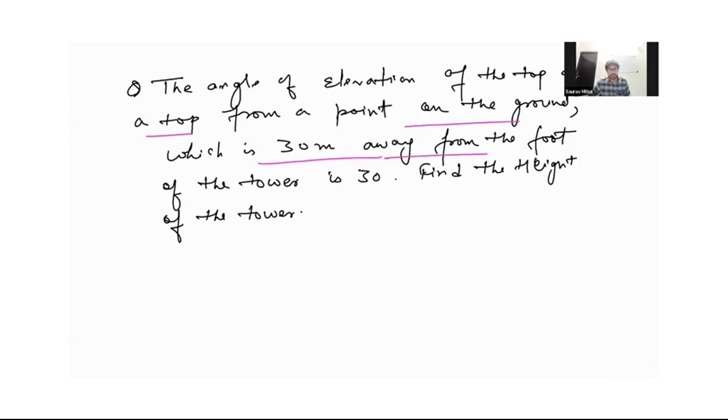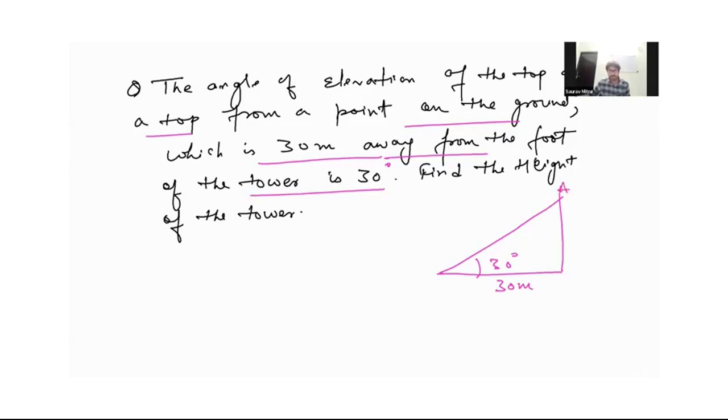Okay, now the angle of elevation of the top of a tower from a point on the ground which is 30 meter away from the foot of the tower is 30 degree. Okay, in this question they have provided you the angle of elevation. So this is your tower, and it is 30 meter away from the foot, and the angle of elevation to the top is 30 degree. This whole data they have given. What they are asking is the height of the tower.